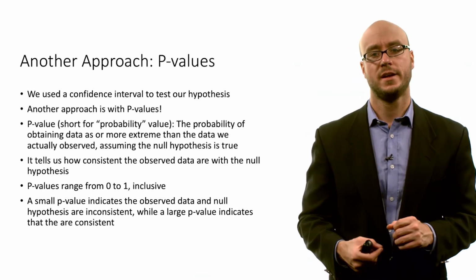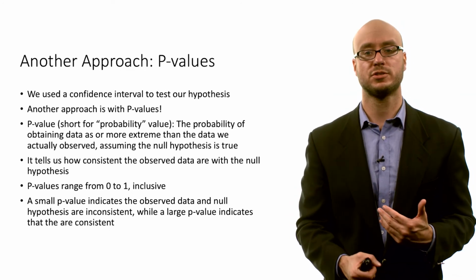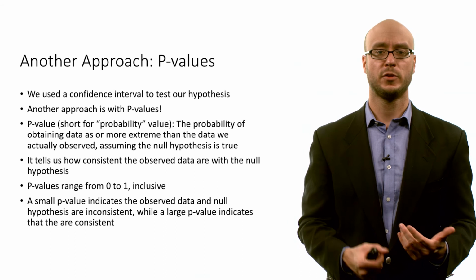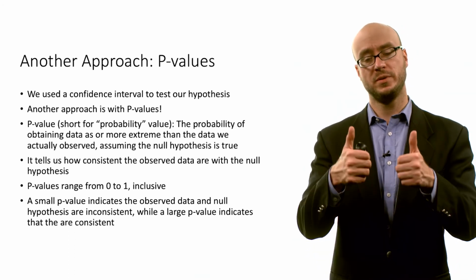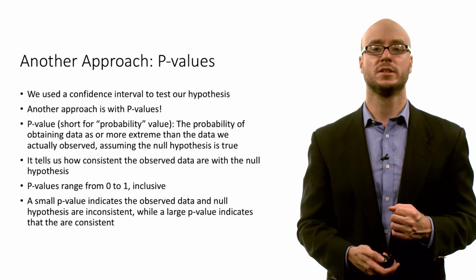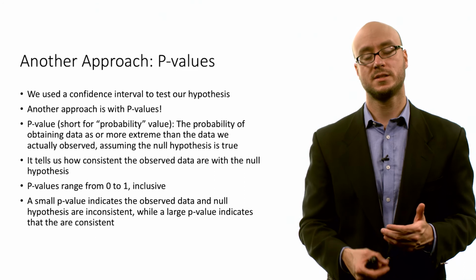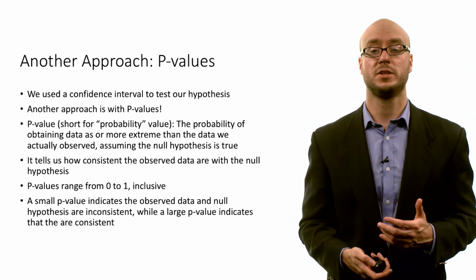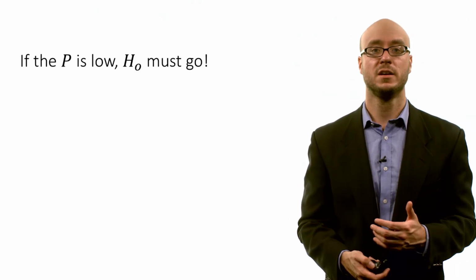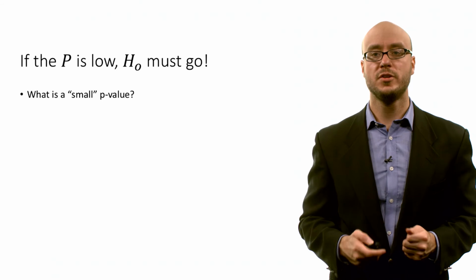It suggests that the probability of obtaining the data we have under the assumption that the null is true is really unlikely. They're really inconsistent. Whereas a large p-value closer to 1 suggests that the data are consistent with the null hypothesis. If you assume the null to be true and you get a p-value of 1, it suggests that they're consistent with each other. So we'd fail to reject the null hypothesis. The mnemonic you should burn into your brain is that if the p is low, the null must go.